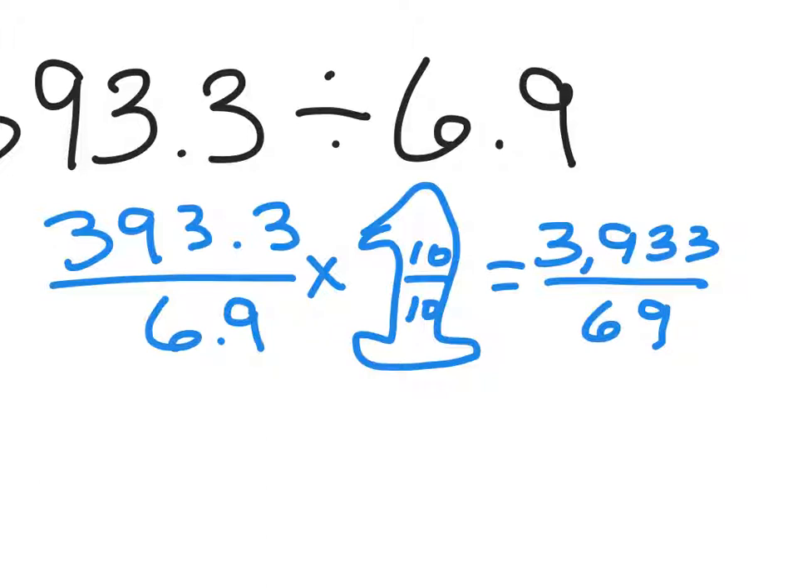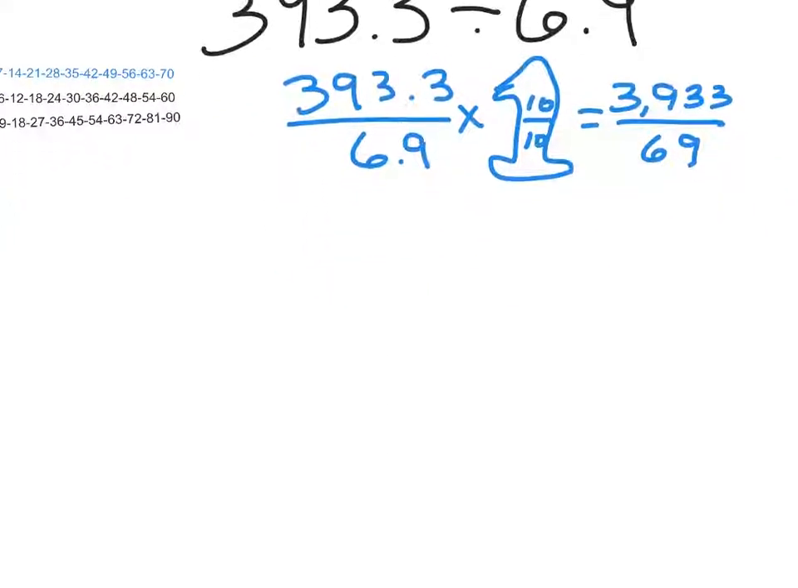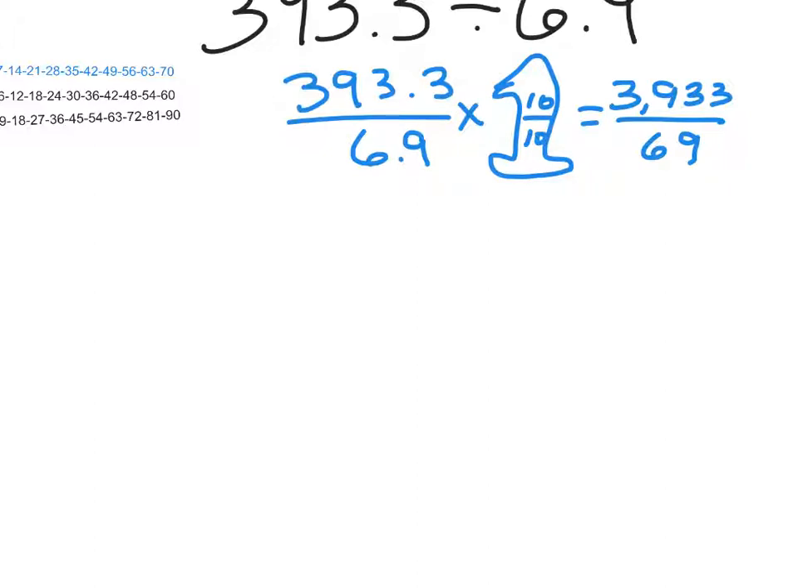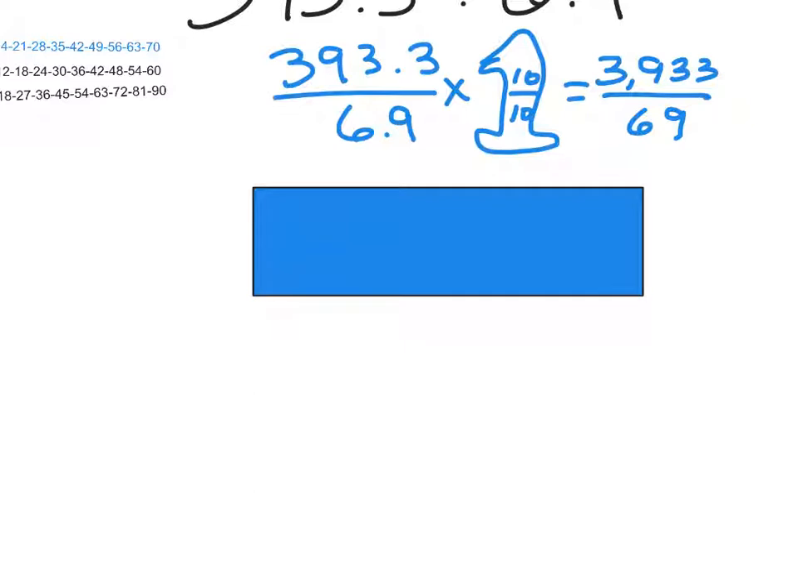So, bam, there you have it. I have a whole number here for my divisor, and that's exactly what I had wanted, right? So, the next thing I want to do is go ahead and create my area box, right? So I'm going to plug my area box right there, and then I'm going to take the 3,933 and plug it right inside the box, 3,933, and then the 69 is my divisor, so that goes out here, 69. And now I am ready to go.